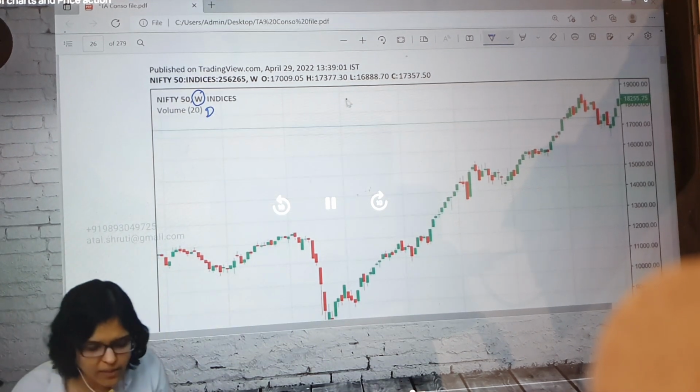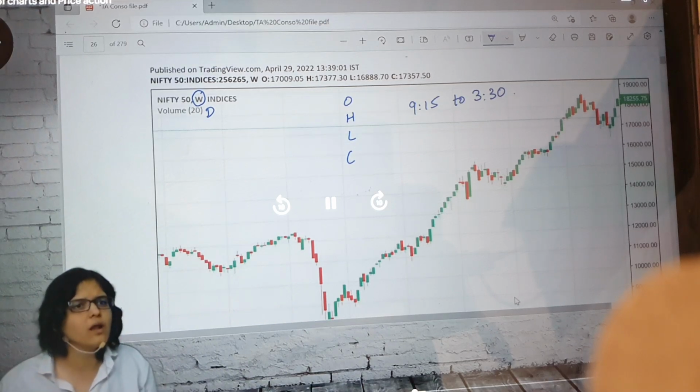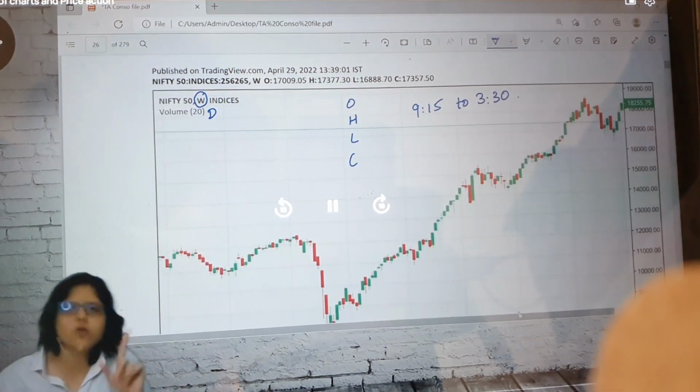So 100% attention. If I'm determining open, high, low, close from 9:15 in the morning to 3:30 in the afternoon, then it will be what type of candle? Daily candle. So then the high will be the day's high. Close will be the day's close.